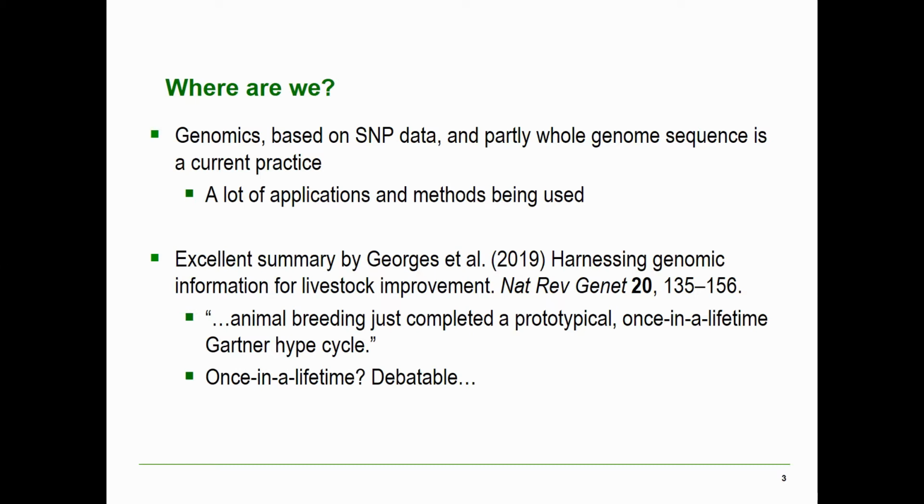But anyway, in the conclusions, they state, among others, that animal breeding just completed a prototypical once-in-a-lifetime Gartner hype cycle. So what is a Gartner hype cycle? I will explain in a moment, but I just want to underline that I question a little bit this once-in-a-lifetime claim that they have in this sentence. And that's because I think we might be entering a different hype cycle as we speak.